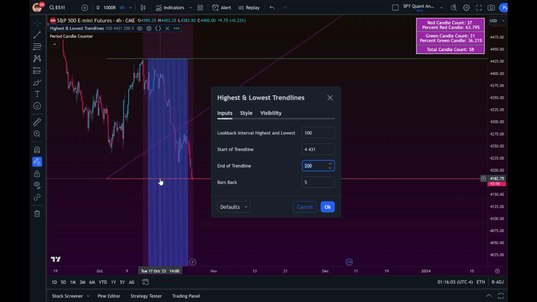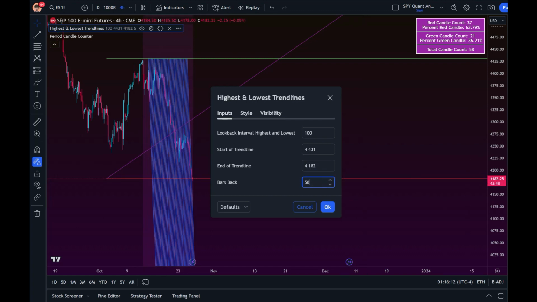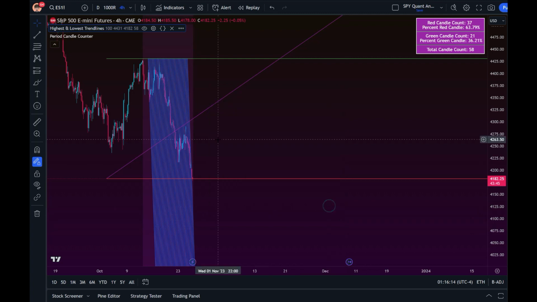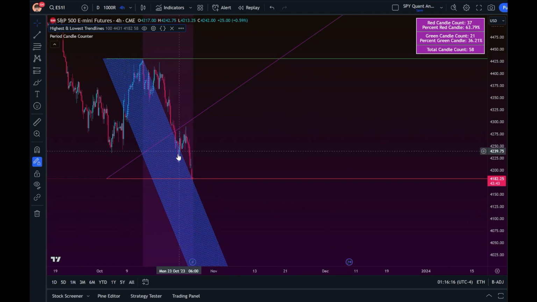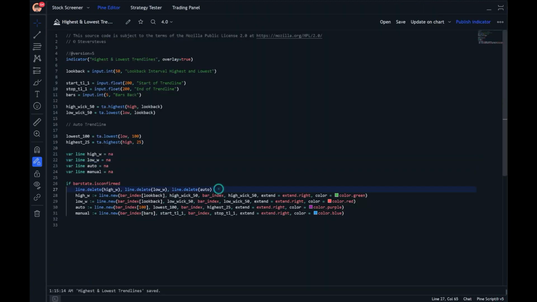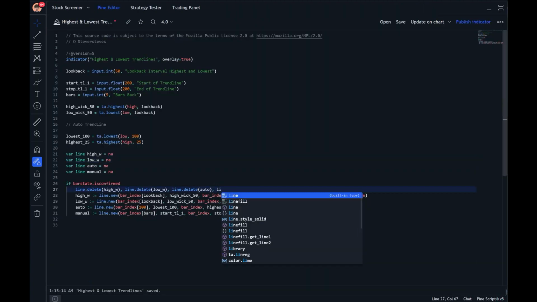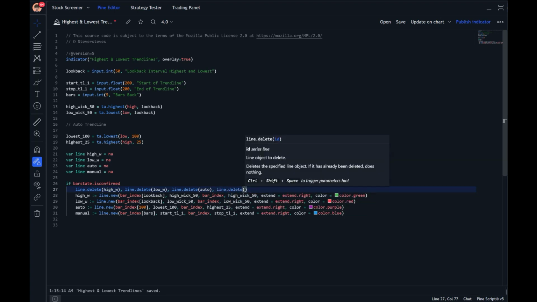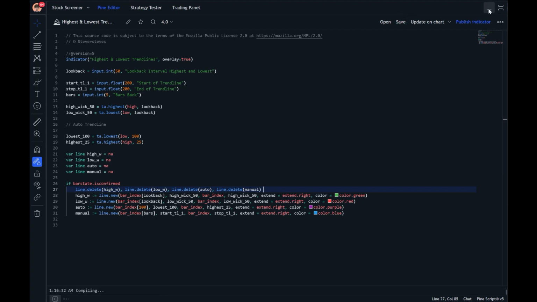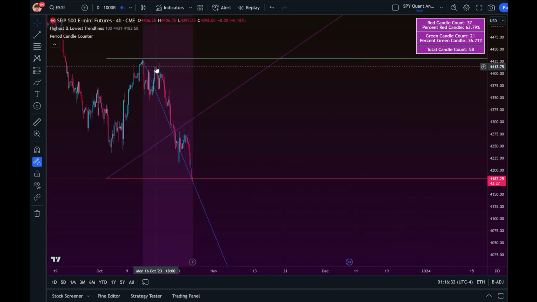We forgot to use the delete function, but let's just continue this. 4182 is where we're going to end it, 4182, and our bars back is 58. So you see all of these lines it's plotting. It's because we forgot to tell it to delete redundant lines. So line.delete manual. We're going to save that. And there we go. We have our trend line.